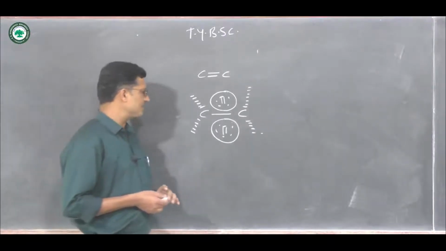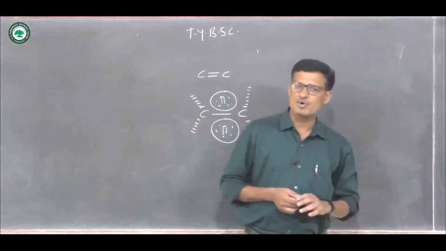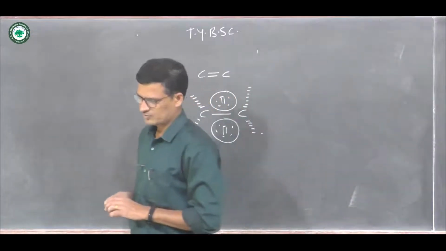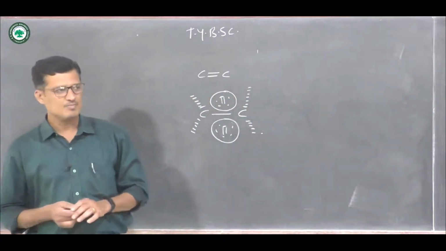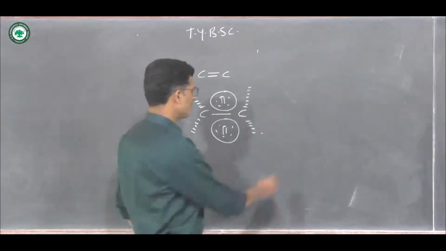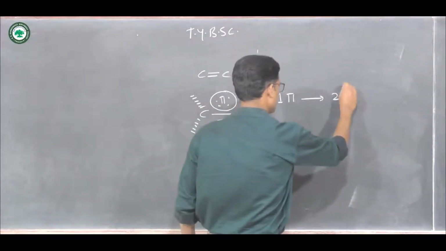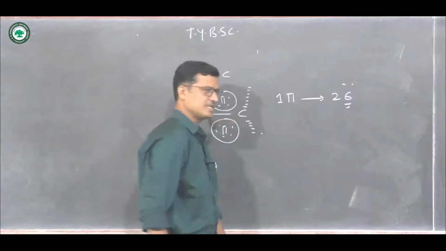But what happens when we think about addition reaction? One pi bond is broken. So what happens in case of the addition reaction? One pi bond is broken and there is formation of two sigma bonds. Means one pi bond is broken and two sigma bonds are formed.